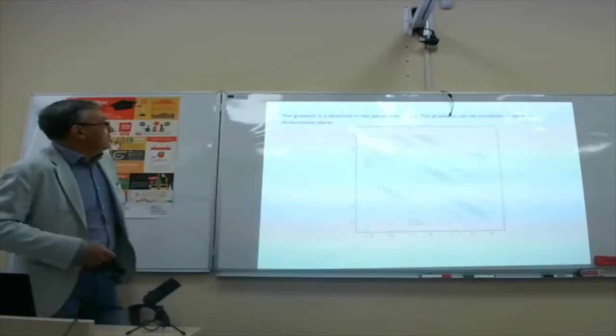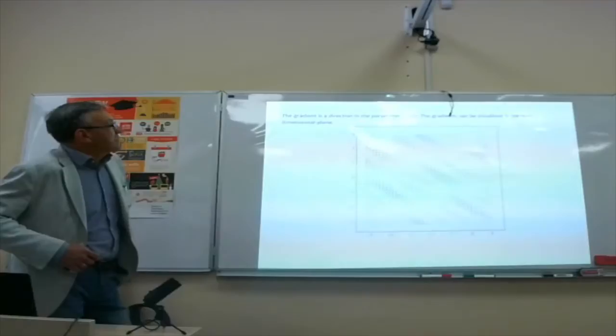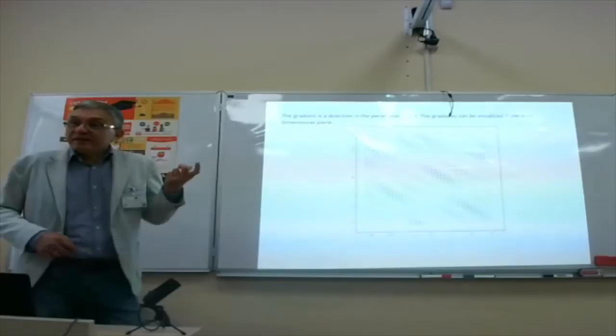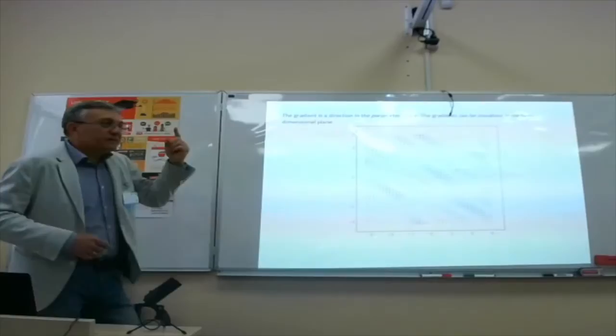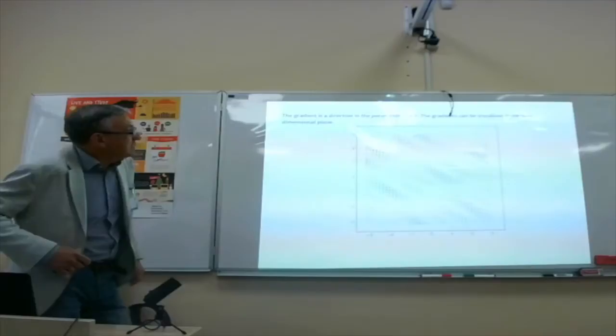It is possible to illustrate the gradient as a direction in the parameter space, and a gradient can be visualized in a two-dimensional plane here. The direction and the length of the vector characterize the direction of increase and the rate of this increase. Here we have a large increase, but here a small one, and so on. And directions are different.